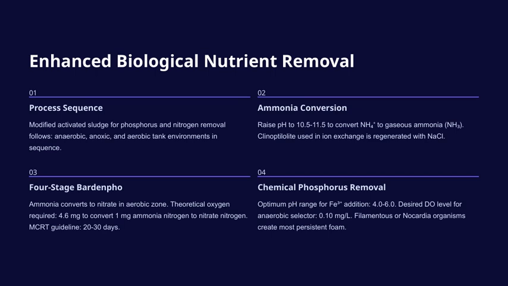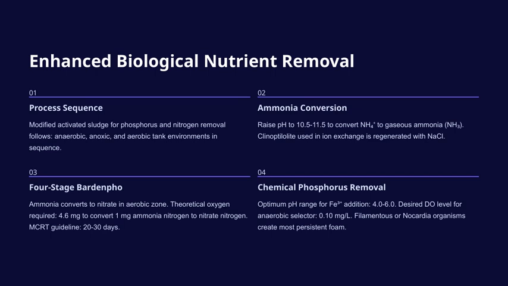Next, let's discuss the 4-stage Bardenpho process. In this setup, ammonia is oxidized to nitrate in the aerobic zone. It's important to note that the theoretical oxygen demand for this conversion is about 4.6 milligrams of oxygen per milligram of ammonia nitrogen. Also, the process typically operates with a mean cell residence time, or MCRT, of about 20 to 30 days to ensure proper treatment.